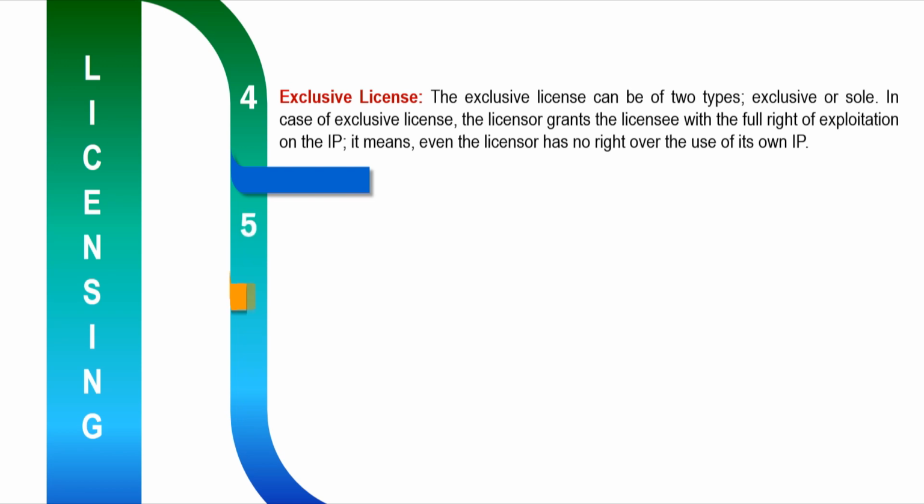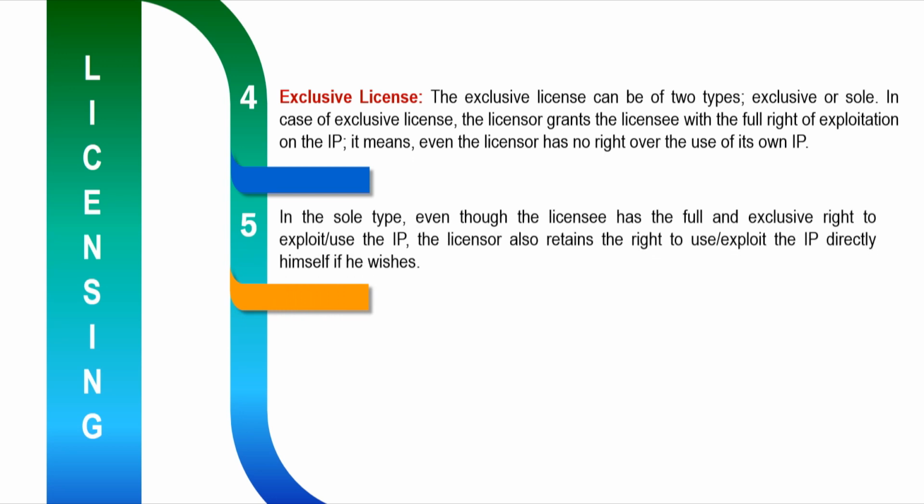In the second type, that is the sole type, even though the licensee has the full and exclusive right to exploit or use the IP, the licensor, that means the original inventor, also retains the right to use and exploit the IP directly himself if he wishes. So, he still has the rights.